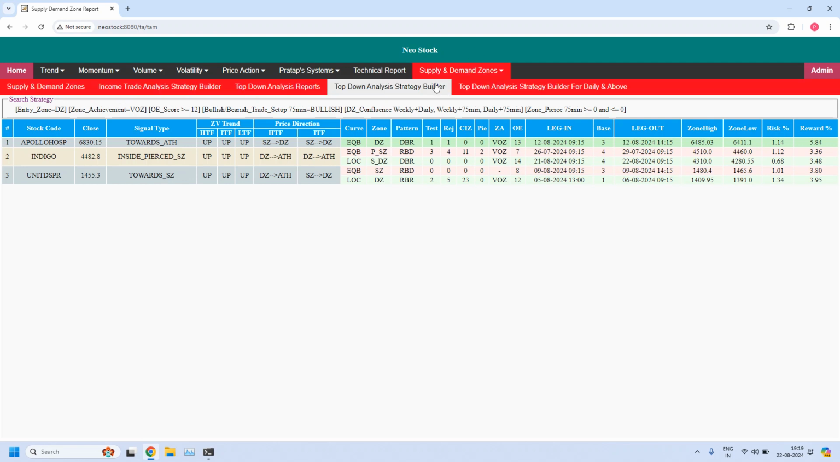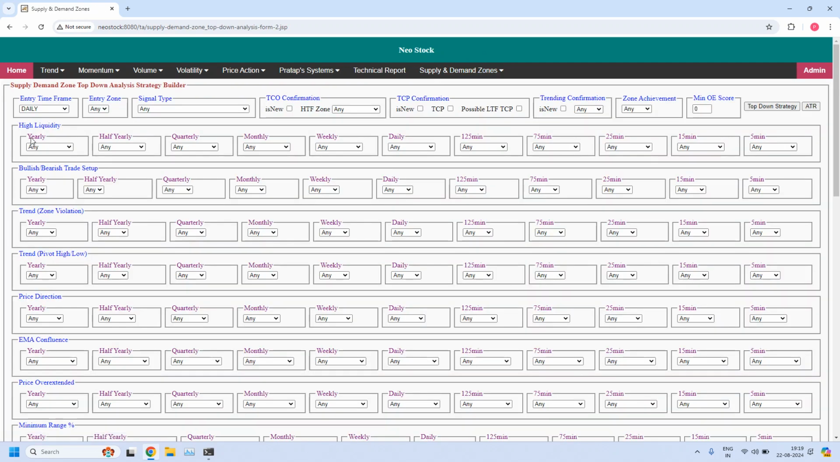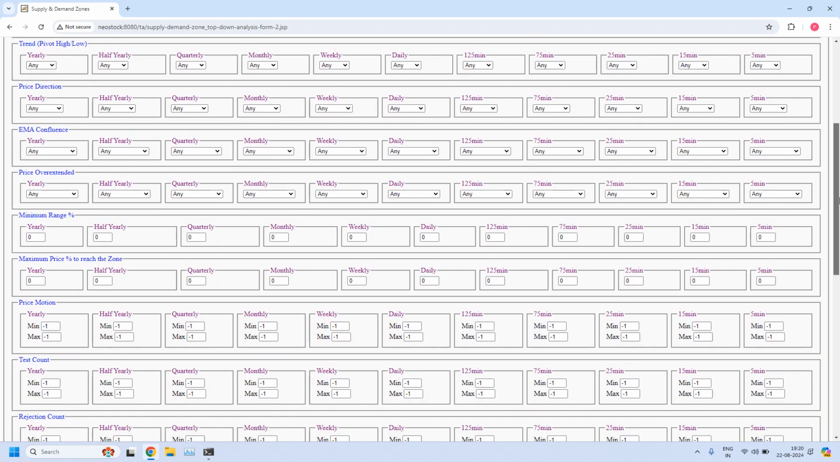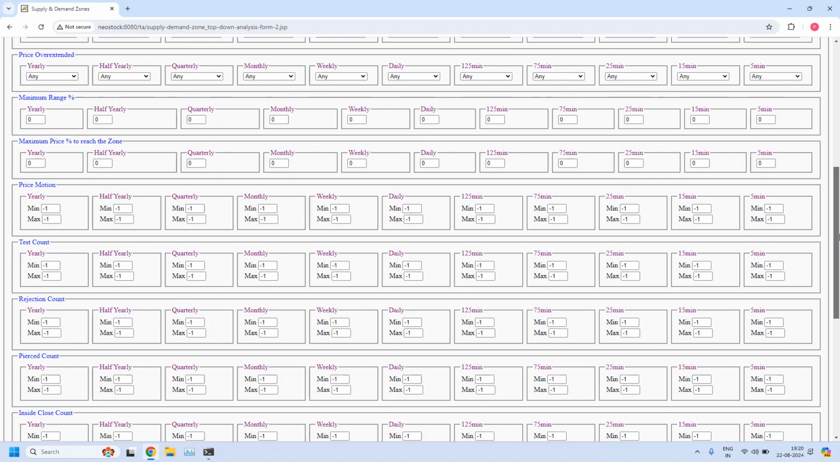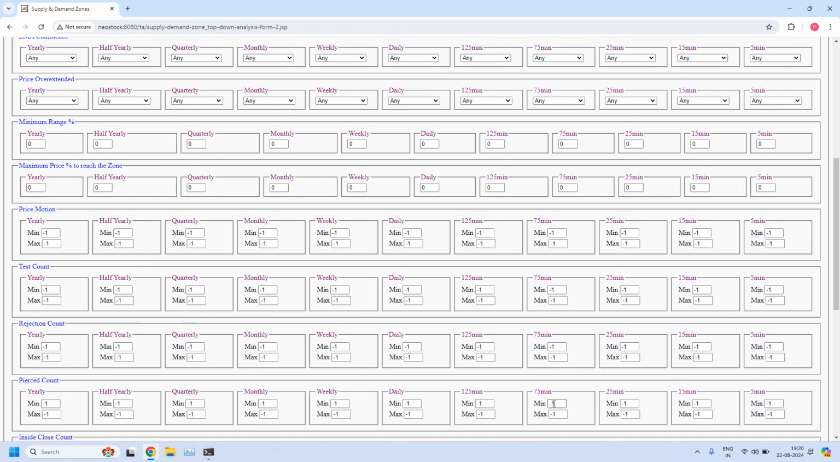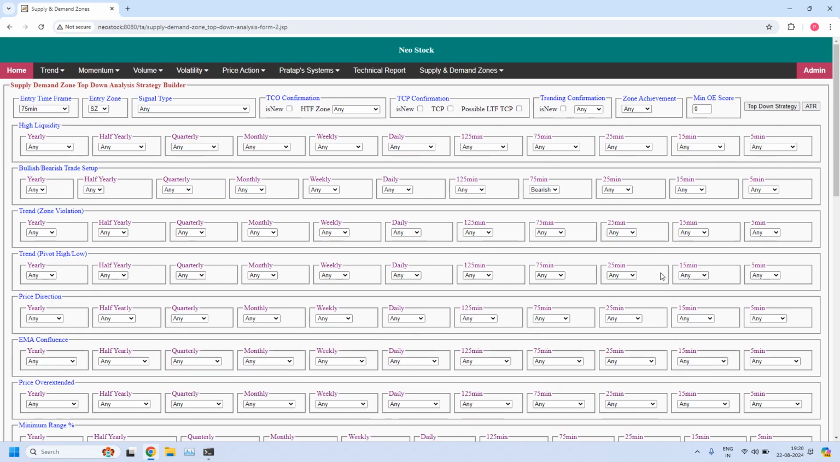So in the next report, bearish trade setup for weekly income trade. So entry time frame is 75 minutes. For bearish trade setup, entry zone is supply zone, and also in bullish or bearish trade setup at 75, I am selecting the value bearish. This 75 minute supply zone should not be pierced. So in the pierced count, in 75 minutes time frame, I am setting minimum value 0, maximum value 0, and zone achievement is violated opposing zone.